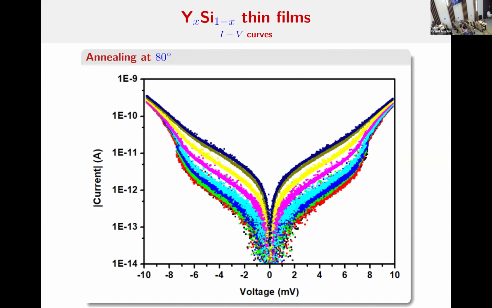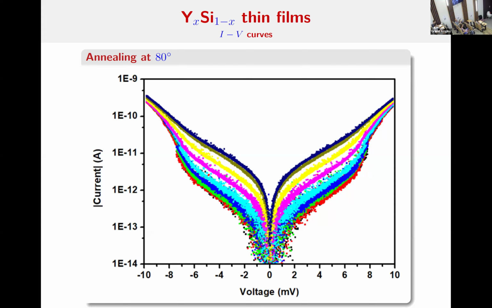Okay, this is the type of experiment. First, I'm going to show two types of experiments: one by the group of Claire with Vincent, and the other by the group of Johnny at UCLA. The first one, on yttrium silicon, was done by Claire. This sample was annealed at 80 degrees, and so it is relatively very close to the transition.